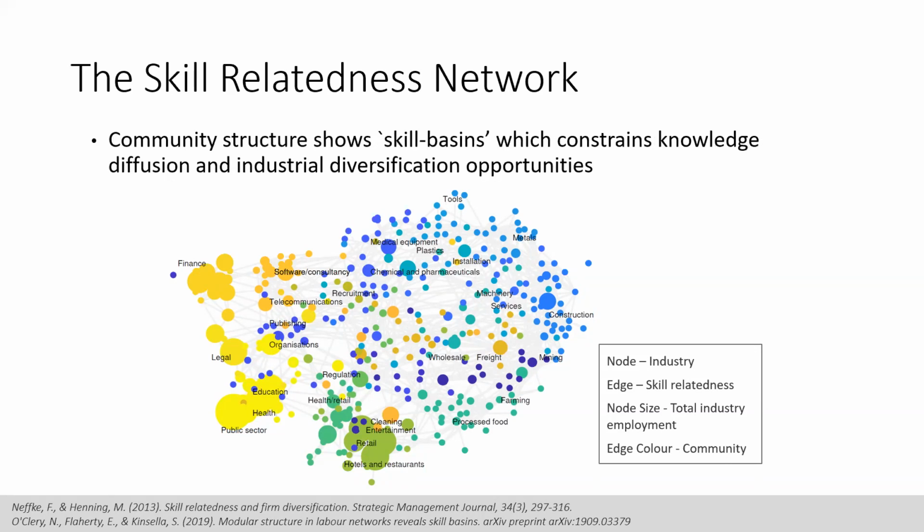Now, a recent paper by Neve O'Clery and various co-authors showed that a key aspect of these networks is their modular structure. So the communities within this network can be seen to represent skill basins. This is a group of industries where workers are able to freely flow between these industries, and there's a high degree of knowledge and skill overlap. But what is really key about this community structure is that it also constrains knowledge diffusion on this network and industrial diversification opportunities. And this is exactly what these networks are used for in the field.